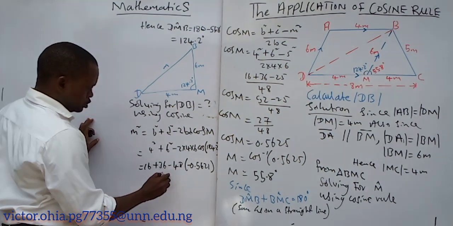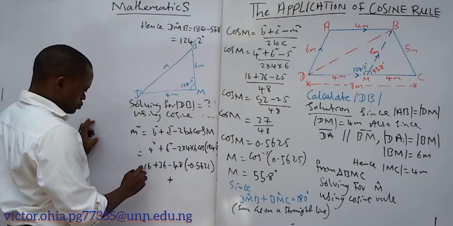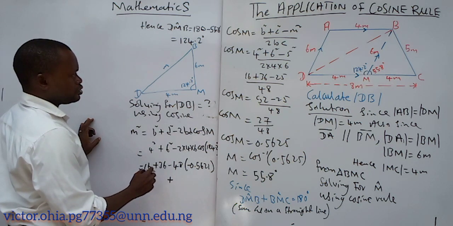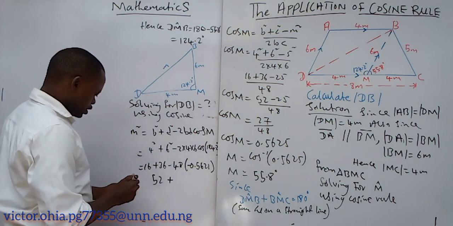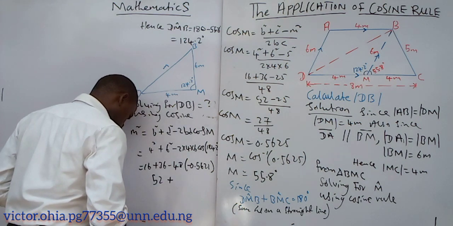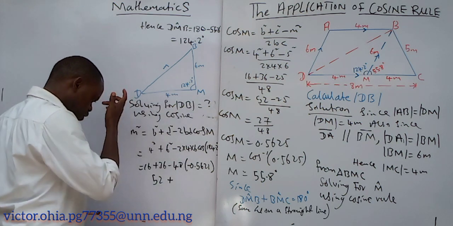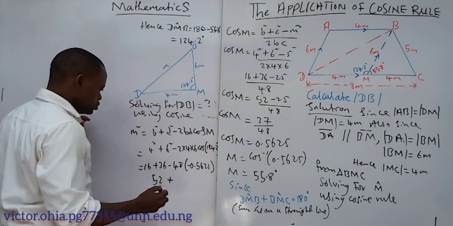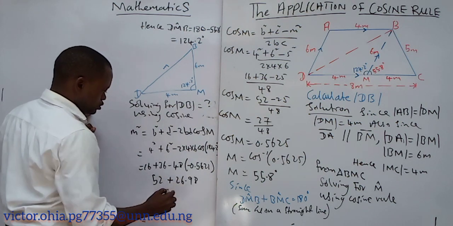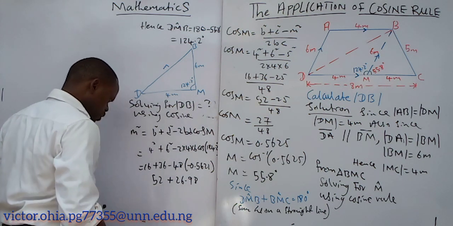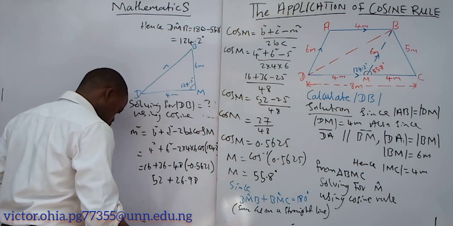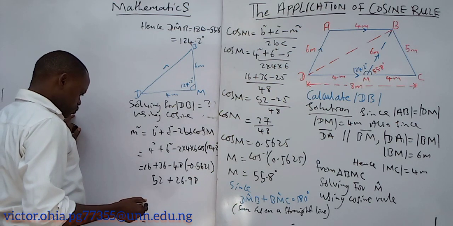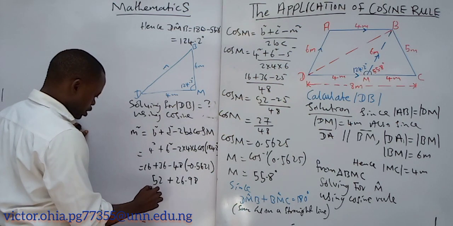Now, record that minus times minus will become plus. So we already have 52 from 16 plus 36. Now we have 48 times this value, 48 times 0.5626, that gave us 26.98. So we add two of them: 52 plus 26.9898 equals 78.98. So we have m squared equals 78.98.